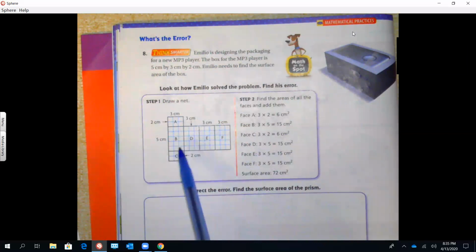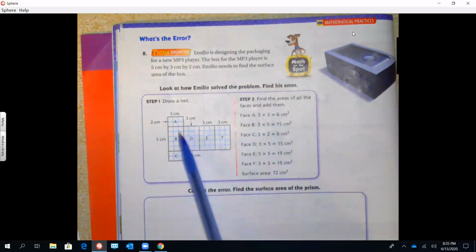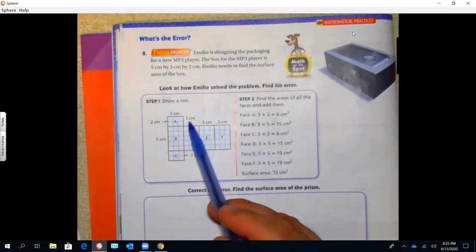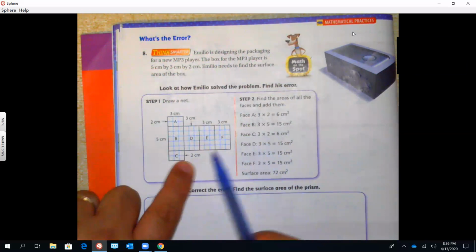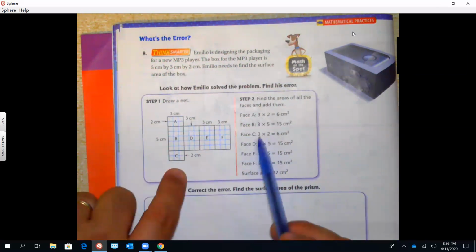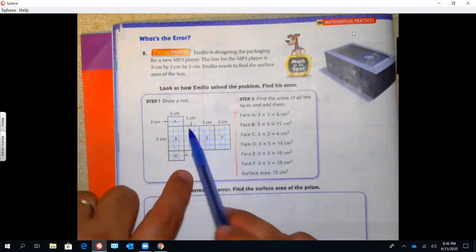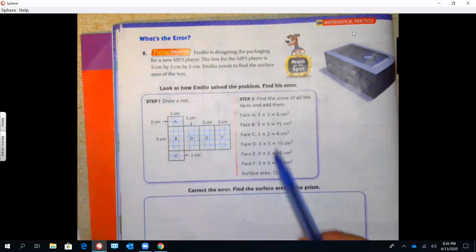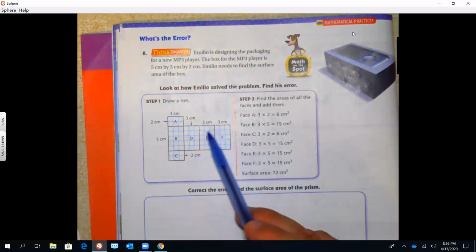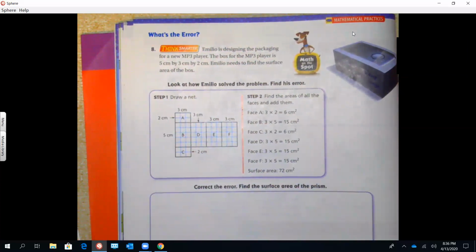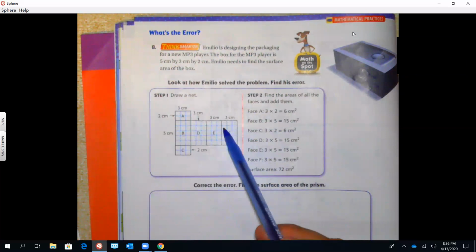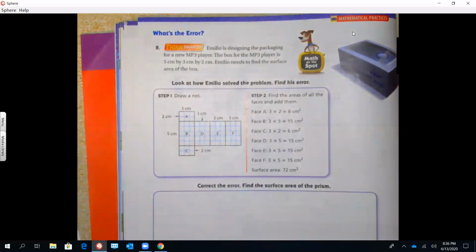Okay. Find the area. A, 3 by 2, equals 6. B, 3 by 5, 15. C, 3 by 2, 6. D, 3 by 5, 1, 2, 3, 4, 5, 15. E, 3 by 5, 15, correct. And F, 3 by 5, 15. So we got 72. So let's see what happened. What did he do wrong?